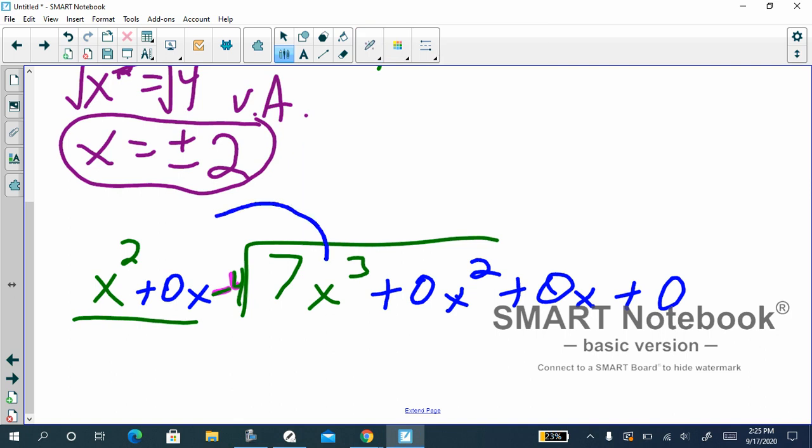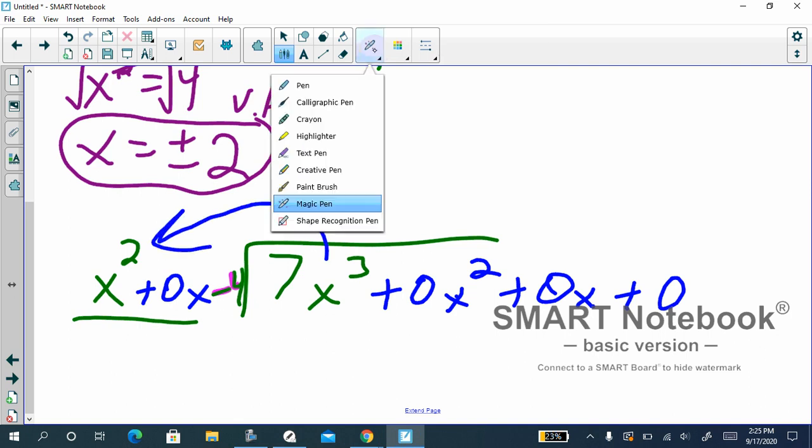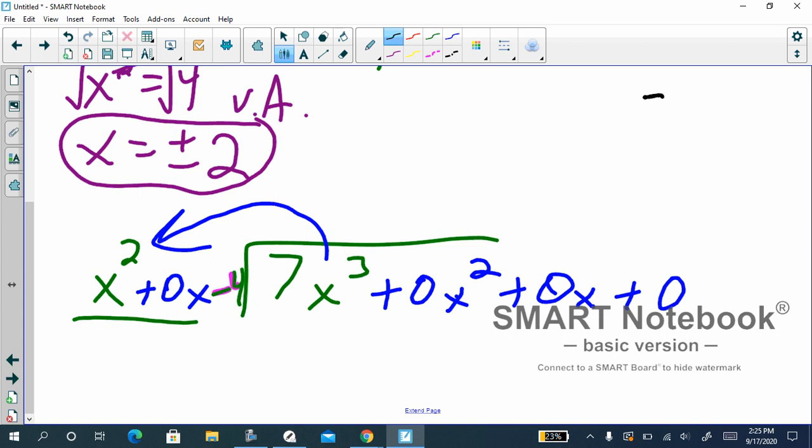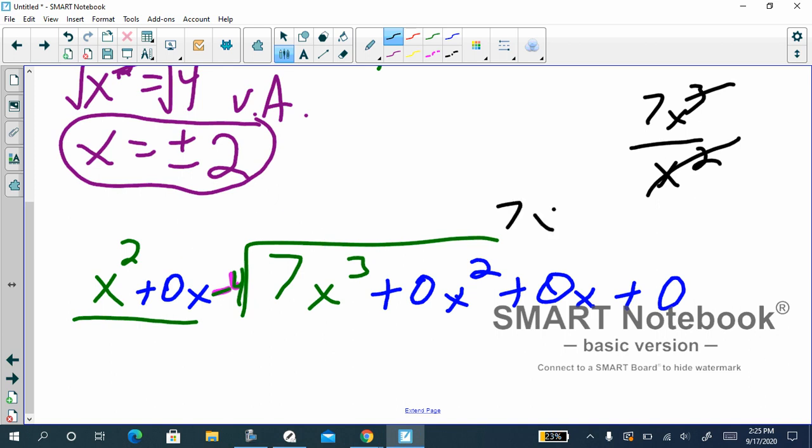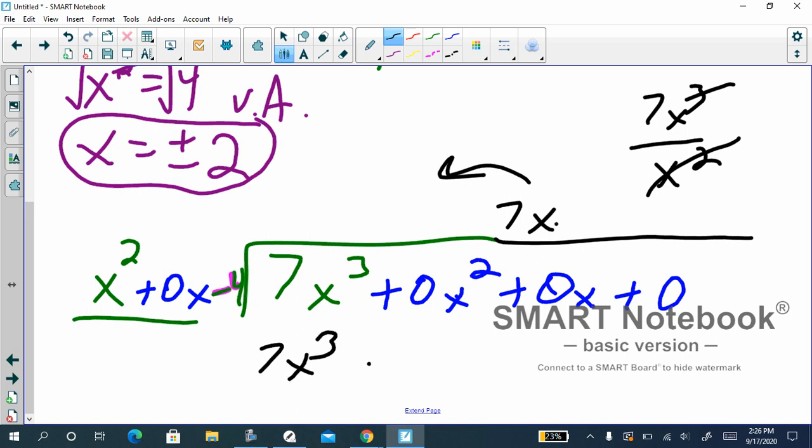So we do this first term divided by that first term. So 7x cubed divided by x squared. That makes 7x. Then we take that and we multiply it times everything out front. So 7x times x squared is 7x cubed. 7x times no x's, well 7 times 0 is 0, x squared, and 7x times negative 4, so minus 28x.